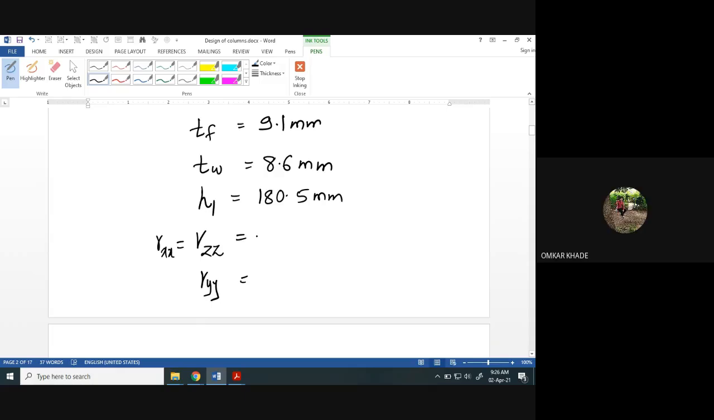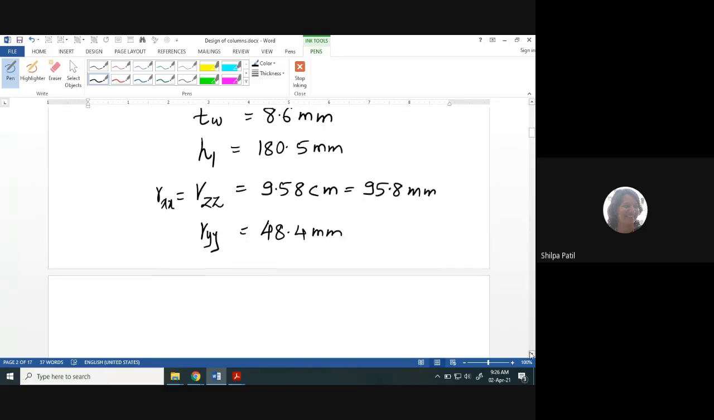And RXX is 9.58 centimeters, and RYY is 4.84 centimeters. So 48.4 mm. I'll write down in mm only.